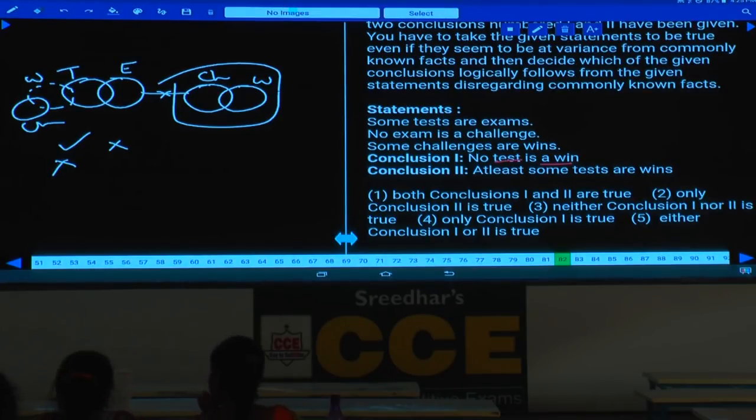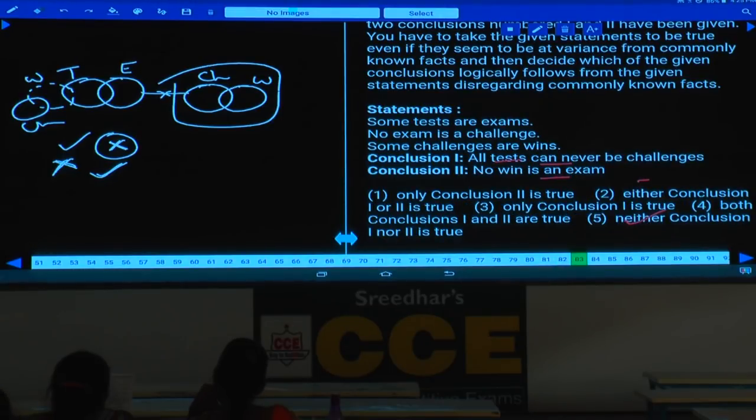Then again, after making the previous conclusion false, check whether the affirmative conclusion which was false earlier has become true or not. Now in this one, some tests are wins has become true. As some tests are wins has become true, if the first conclusion is true, second will be false; if the first is false, second will be true. Hence it is the case of either 1 or 2, that is choice 5. Either 1 or 2, because between these two only one conclusion must follow.